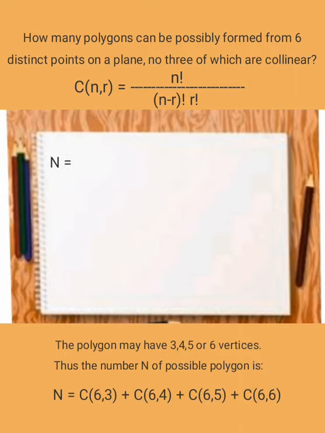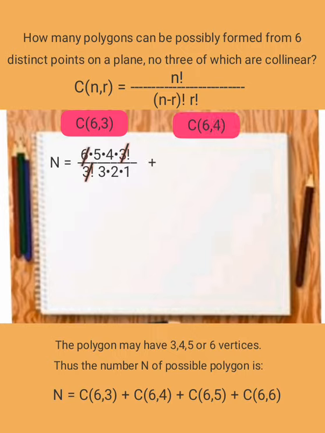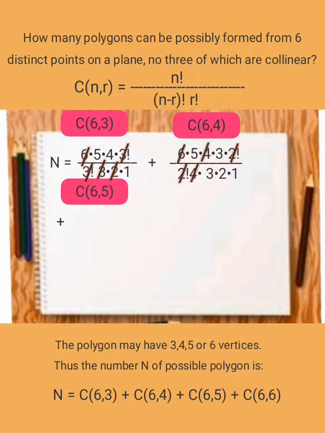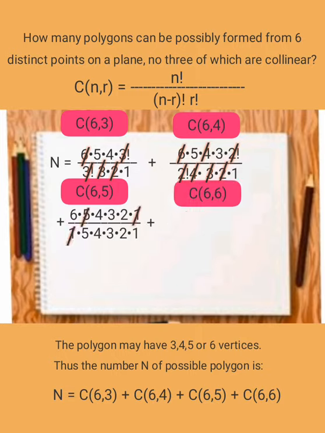The combination of 6 things taken 3 at a time is 6 times 5 times 4 times 3 factorial over 3 factorial 3 factorial, while the combination of 6 things taken 4 at a time is 6 times 5 times 4 times 3 times 2 factorial over 2 factorial 4 factorial, plus the combination of 6 things taken 5 at a time is 6 times 5 times 4 times 3 times 2 times 1 over 1 factorial 5 factorial. And the combination of 6 things taken 6 at a time is 6 times 5 times 4 times 3 times 2 times 1 over 0 factorial 6 factorial.